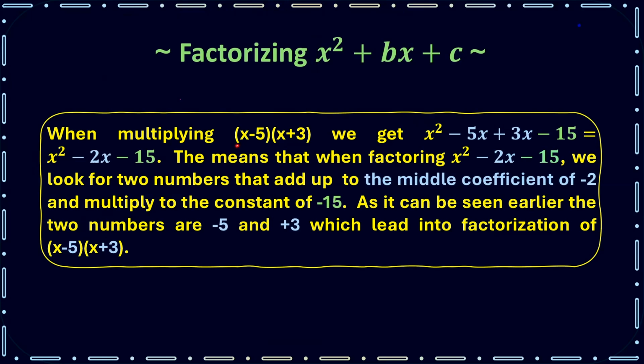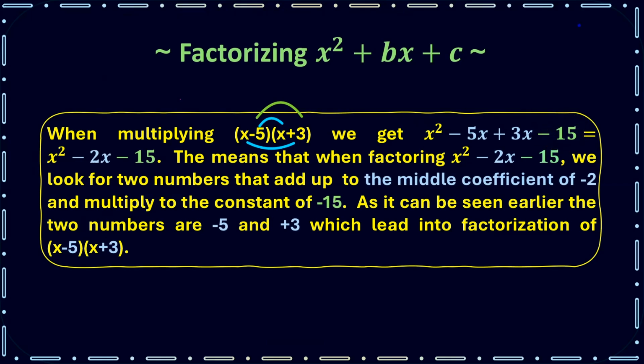I have here x minus 5 times x plus 3. When multiplying out, we have x times x. That gives us x squared. Then we have negative 5 times x and x times 3. That gives us negative 5x plus 3x. Then we get negative 5 times 3. That produces the constant of negative 15.